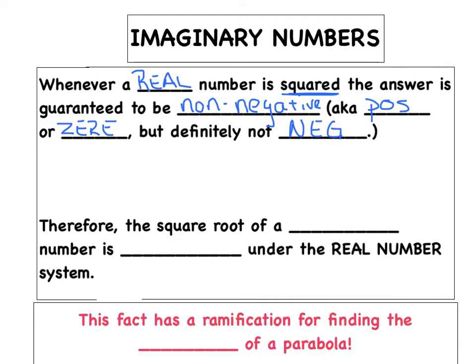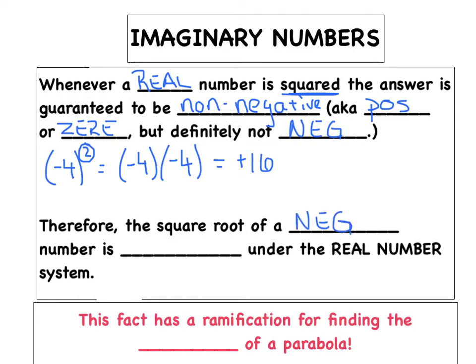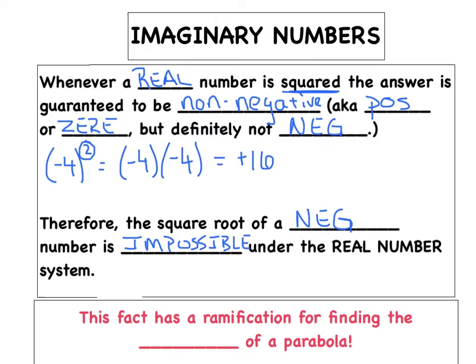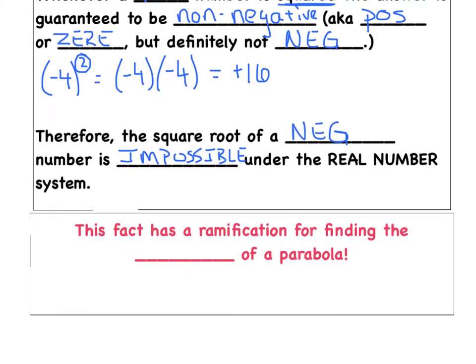I think that makes sense. We've done this a lot. Let's just pick a negative number. If you square it, by definition, you're multiplying that number by itself. So if you started with a negative and you multiply by another negative, you're now guaranteed to get a positive 16. There's no way that you could possibly square a number and end up with a negative answer. It's just physically, mathematically impossible. Therefore, the square root of a negative number is impossible under the real number system. It's just physically impossible.